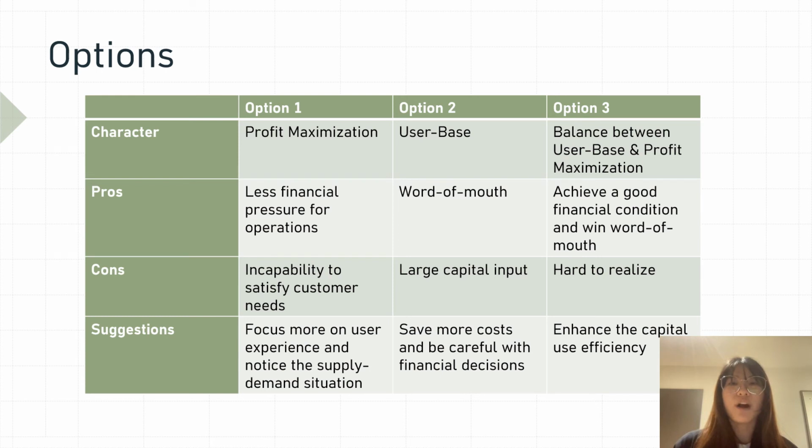In terms of option 1 and option 2, they appear to be too conservative or radical, and option 3 acts as a perfect one to eliminate these considerations. It seems to combine the benefits of previous ones. Due to this, it is rather hard to realize. At this stage, we recommend it to enhance the efficiency of capital use.